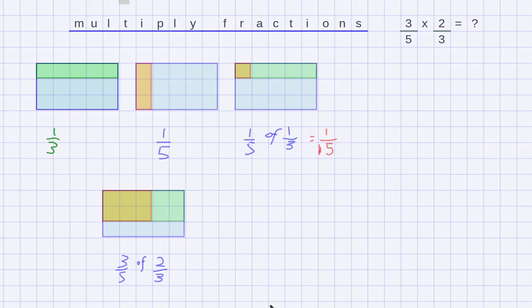So let's count it out. Let's put a little mark and count them. 1, 2, 3, 4, 5, 6. So 3/5 of 2/3 equals 6 of these little squares, which are 15ths. So it's 6 15ths, which of course is the same as 6/15ths.